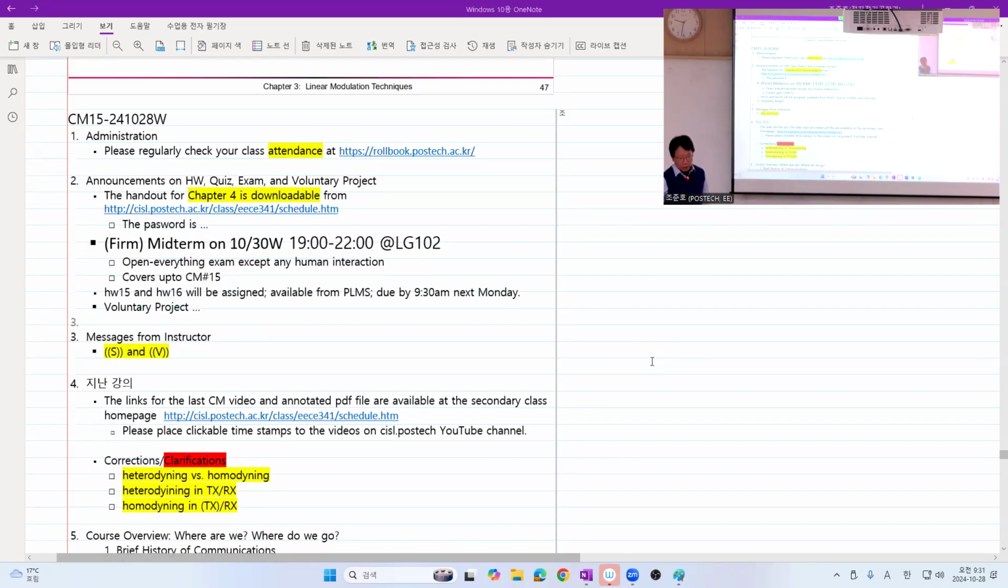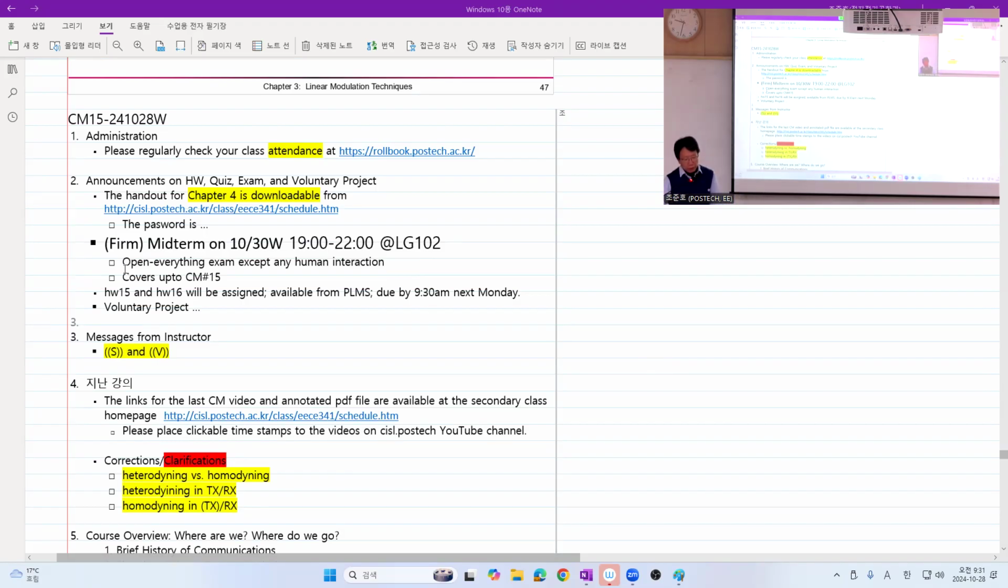The new chapter, chapter 4, is now downloadable from our secondary homepage, not in PLMS. We are going to cover it from this week, probably not today. We are going to have an exam on Wednesday night. And many of you asked whether we have a class meeting on Wednesday. Yes, we have. The exam is an open-everything exam except any human interaction. You have to be able to access PLMS during the exam. You are going to upload your solutions.